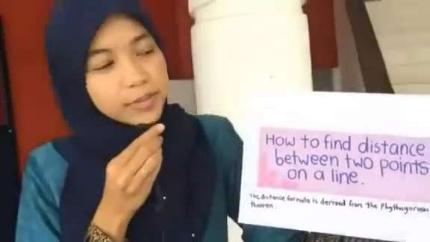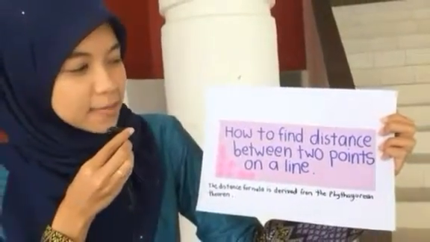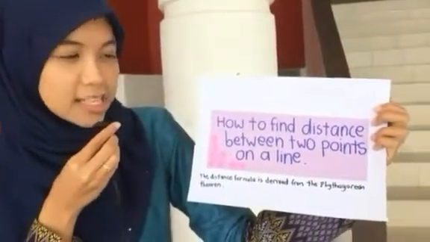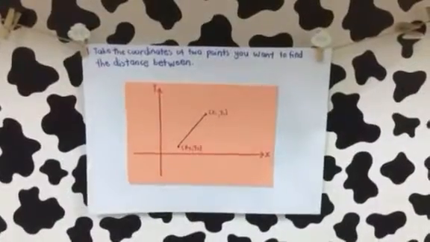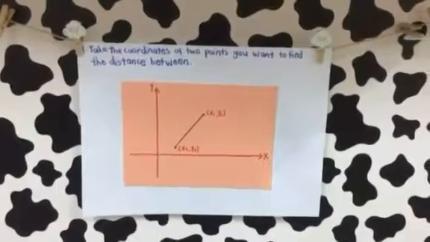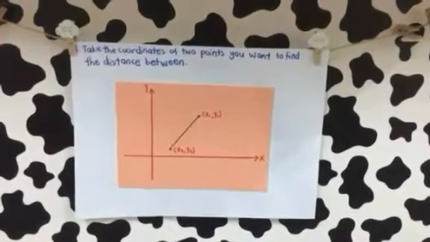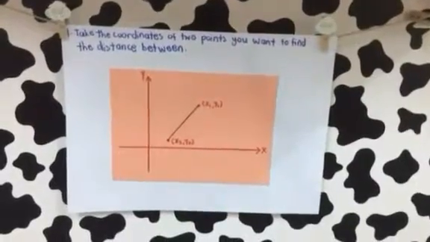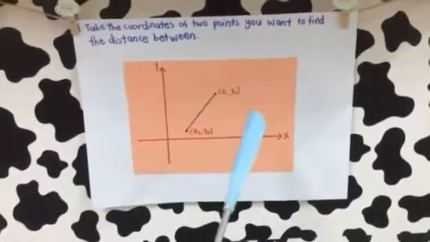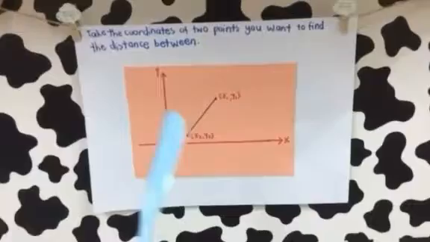Hi, today I would like to teach how to find the distance between 2 points on a line. The distance formula is derived from the Pythagorean theorem. If you want to find the distance between 2 points on a line, first, take the coordinates of the 2 points you want to find the distance between, which is point 1, which you label with x1, y1, and point 2, which you label with x2, y2.